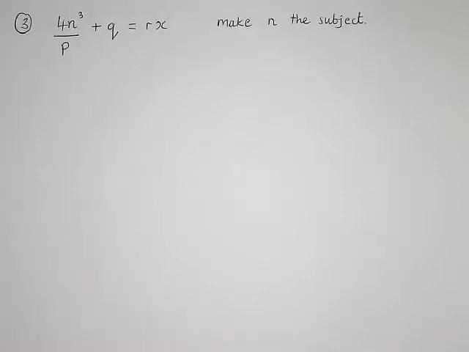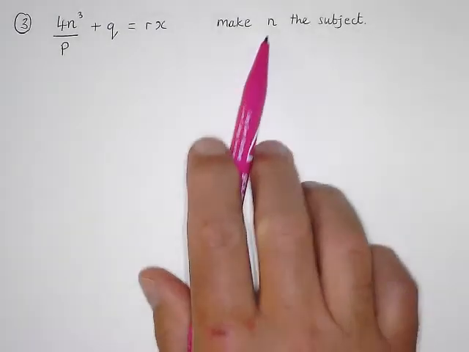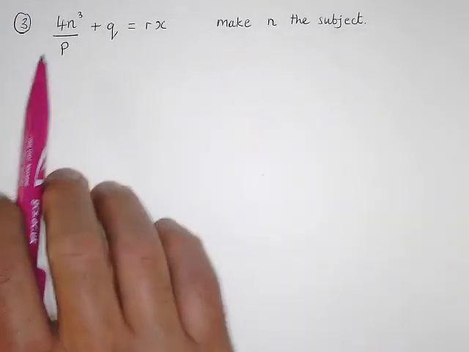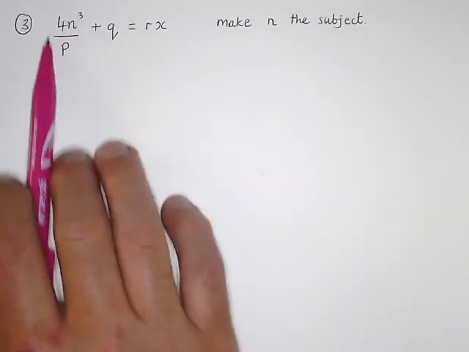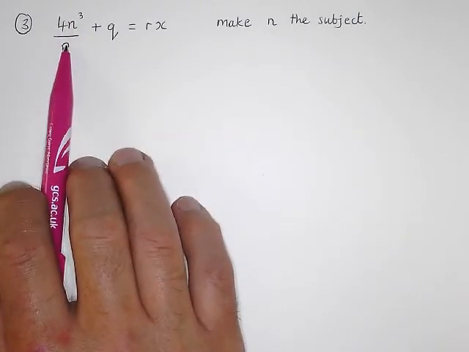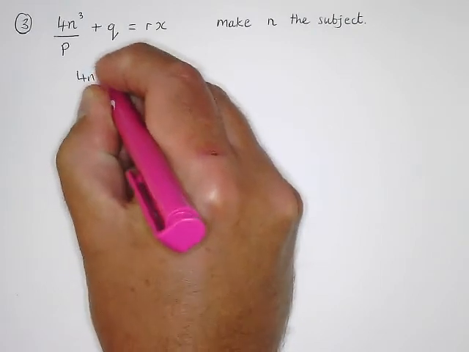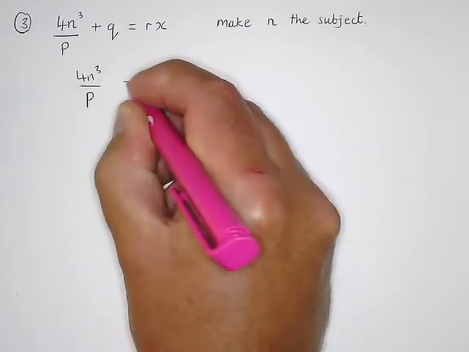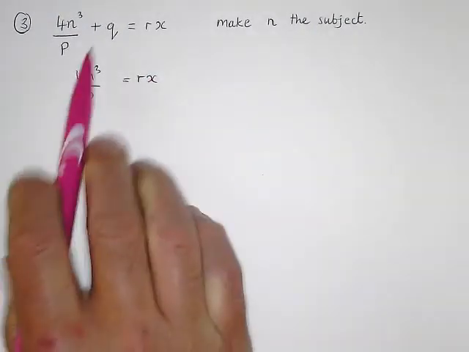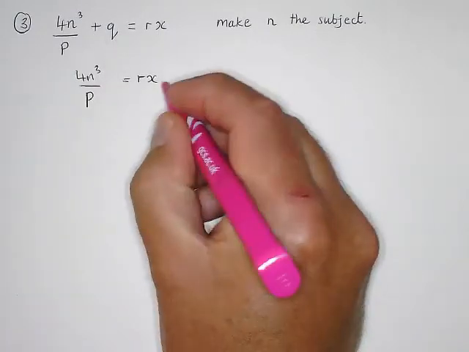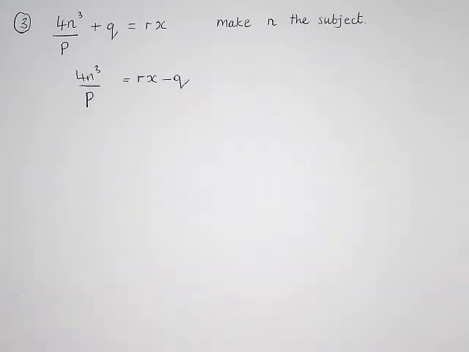Okay, this final question is a humdinger. They are asking us to make n the subject. So the first thing we've got to do is get this part of the formula on its own. So we're going to remove the q. So 4n cubed over p is going to be equal to rx, and if we take the plus q to the right hand side, it becomes minus q.